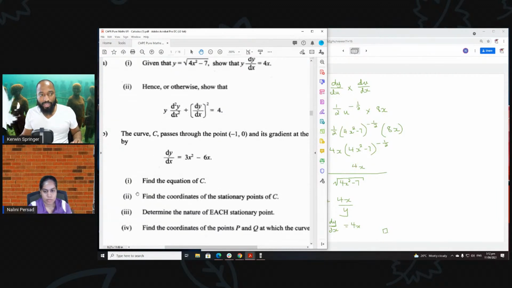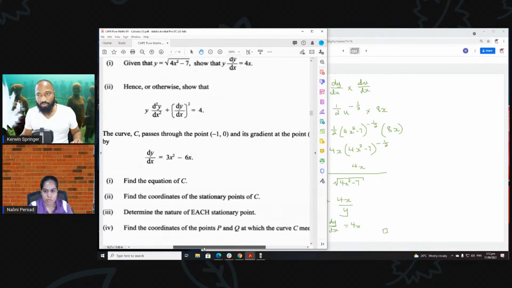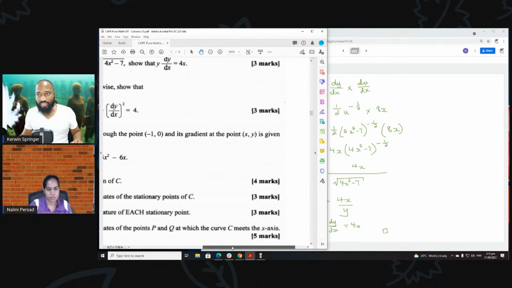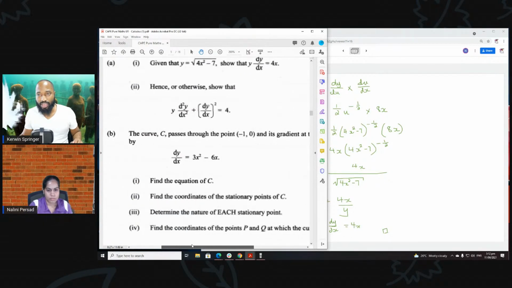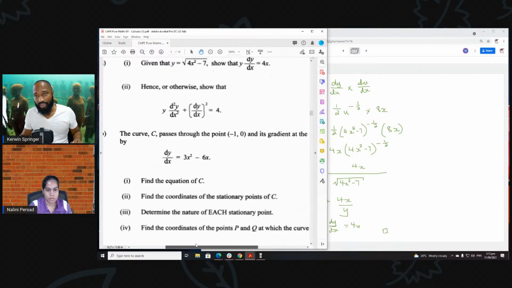The curve C passes through the point -1, 0 and its gradient at the point x, y is given by that. Okay, find the equation of C.